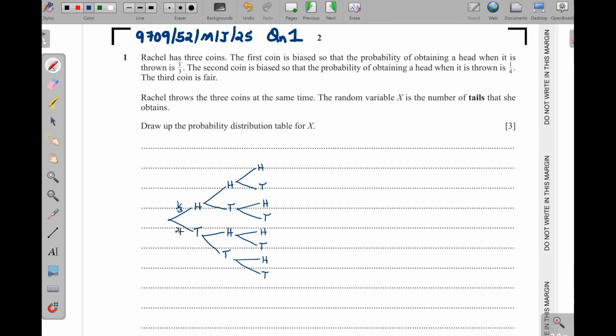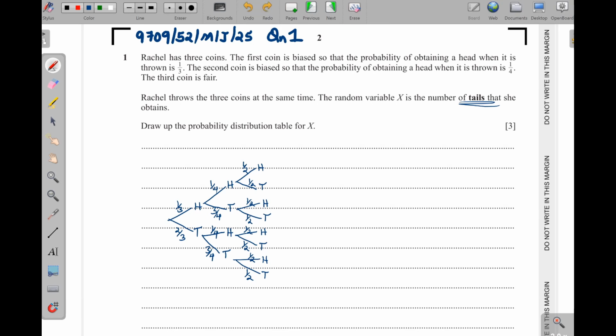That means the one for the tail is 2/3. Then the next one, a quarter, and then this one will be 3/4. Same here, a quarter, 3/4. And then the third one is fair. That means we shall have a half everywhere. Now when you throw the coins, there is a possibility of you not getting any tail.